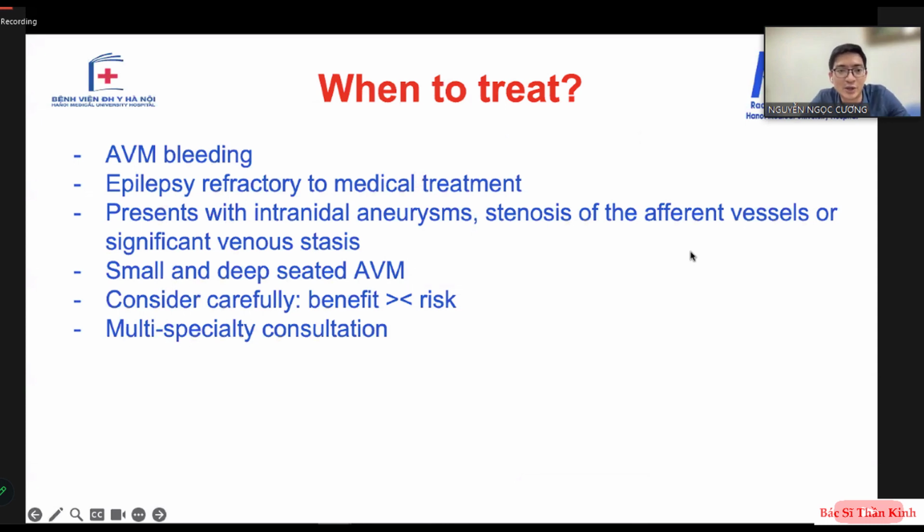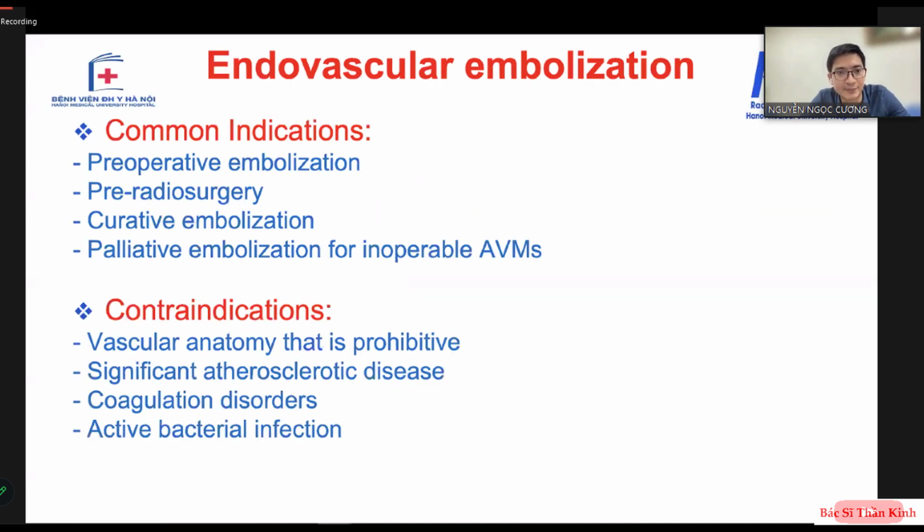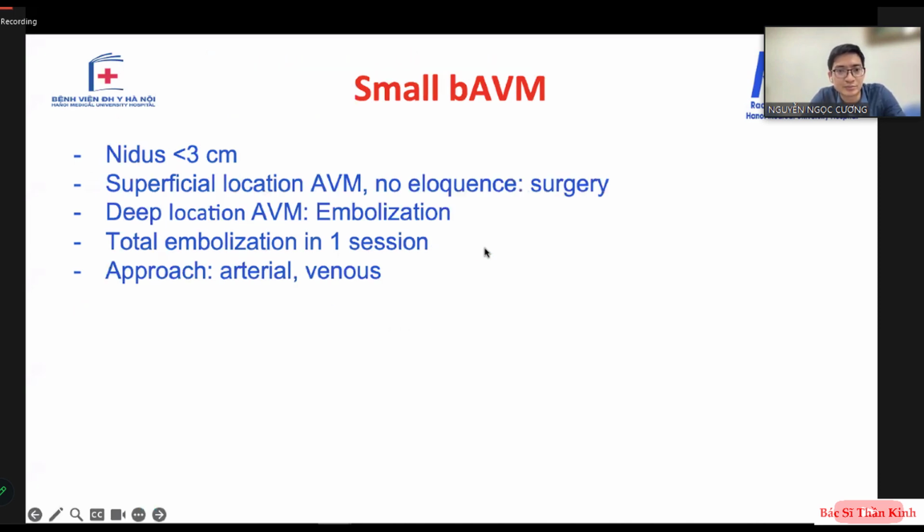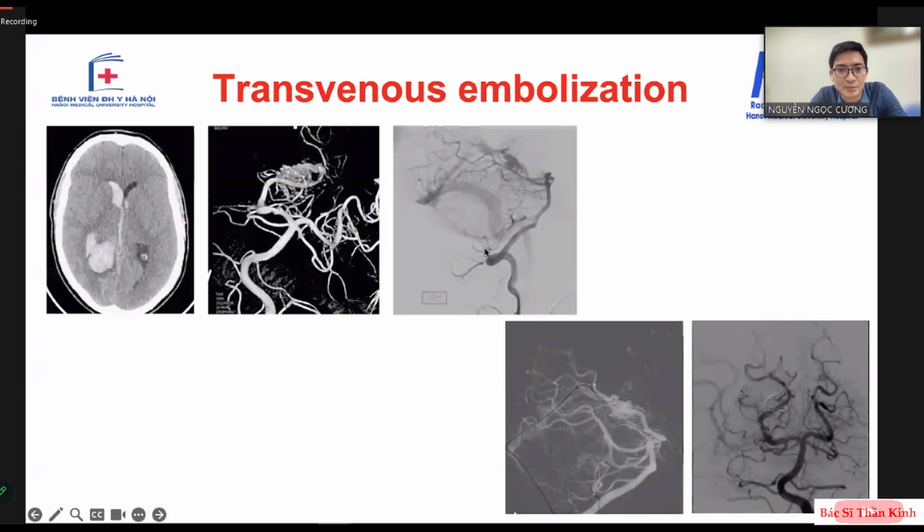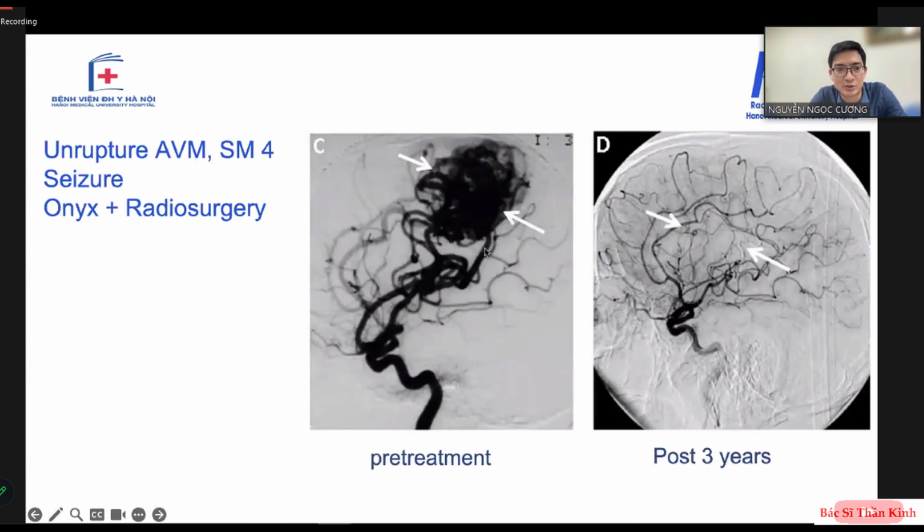It's very challenging. So what is the indication of endovascular embolization? The common indication is pre-operative embolization, pre-radiosurgery, or some small AVM. We have indication for curative embolization, or for the big one, we have indication to do palliative embolization. For example, an aneurysm in the nidus we can occlude by embolization. Transvenous occlusion and ruptures.